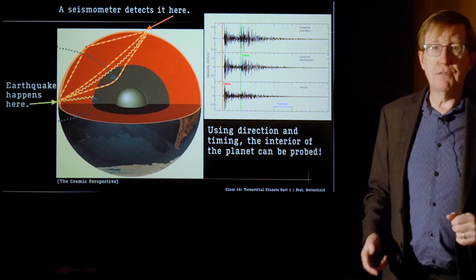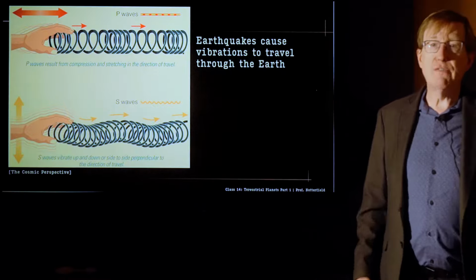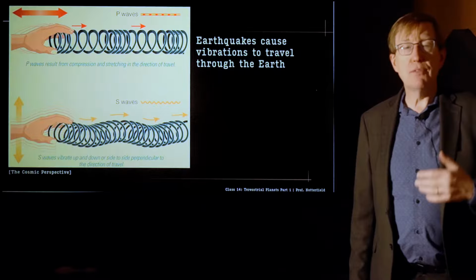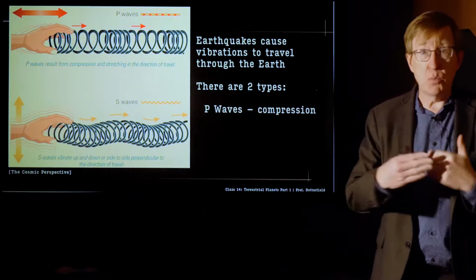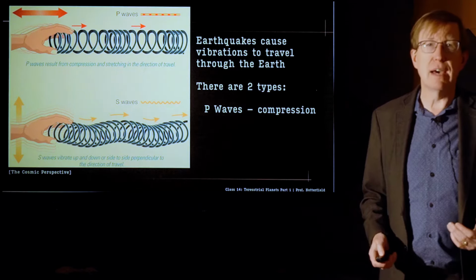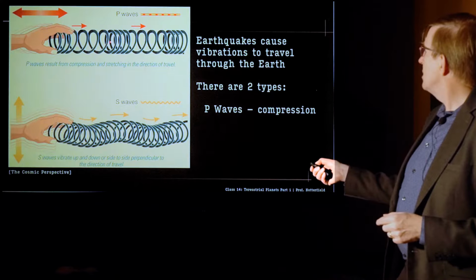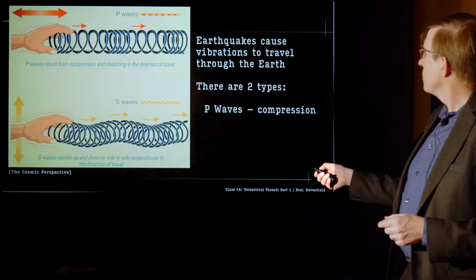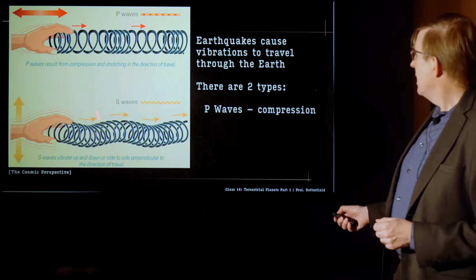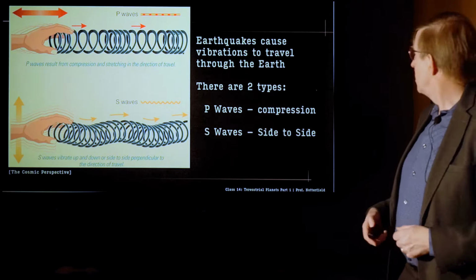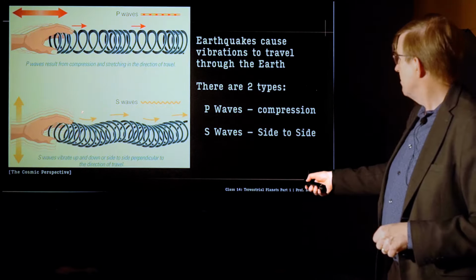So let's look at it more carefully. Turns out that earthquakes, when they happen, cause vibrations, sound waves, to travel through the Earth. There's two kinds. There's the P waves, which are compression waves. Those are legitimately what you would think of as sound waves. Imagine a slinky, and you're shaking the slinky, and you get these density pulses traveling through the slinky. Those density pulses are P waves. There's also S waves, which are traveling up and down. So imagine shaking the slinky and having the waves go up and down.